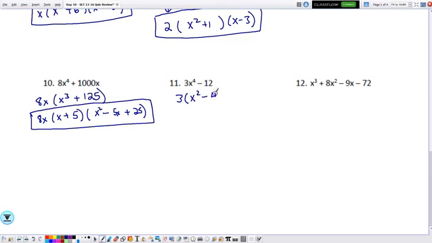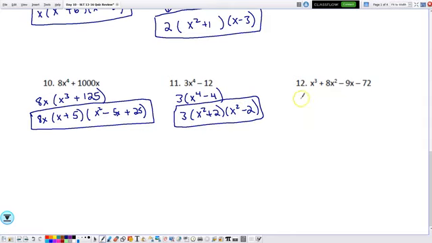Number 11, I'm going to start, 3 and 12 are both divisible by 3. And I've got x to the 4th minus 4. And that's the difference of perfect squares. So I'm going to have x squared plus 2, x squared minus 2. And this x squared minus 2 is not the difference of perfect squares because 2 is not a perfect square number. So that's done.